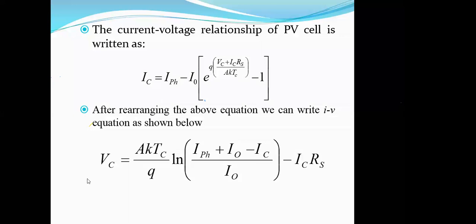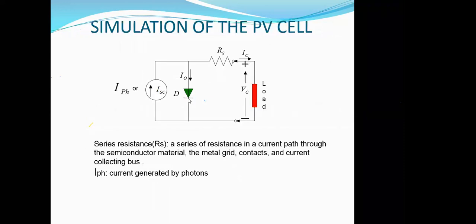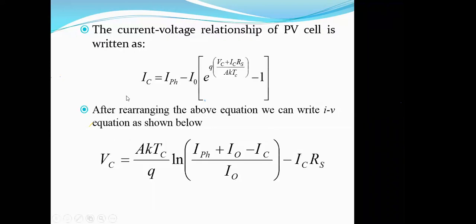And these parameters I have already discussed. A is the dielectric factor, K is the Boltzmann constant, T is temperature, Q is the charge, and IPH, I naught, IC are the different currents flowing in the circuit. So we can use this equation to solve our problem.